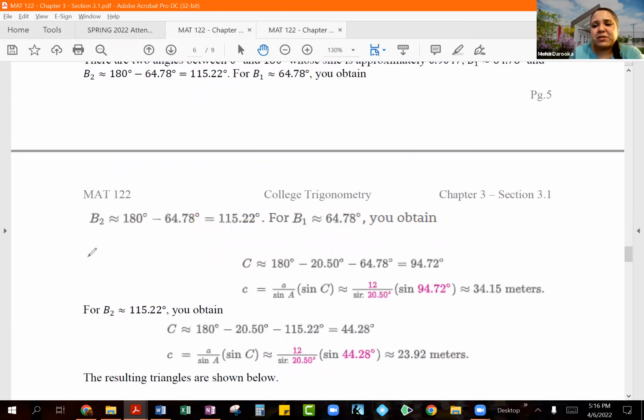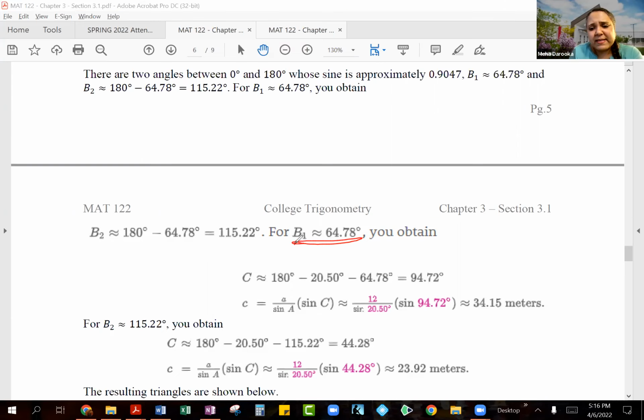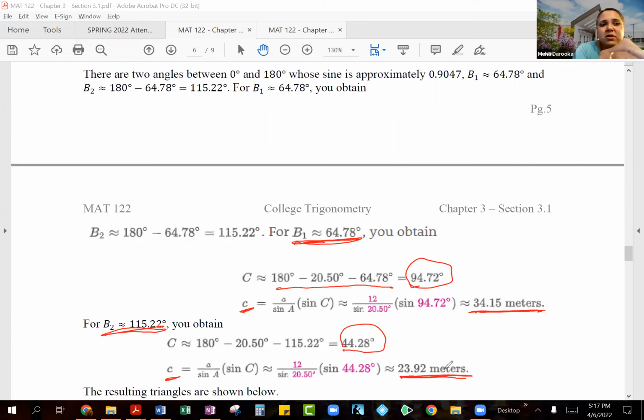So based on the first measurement of angle B, which is 64.78, you can of course see when I use B1 as 64.78, putting that into our measurement for angle C, you will end up with angle C being 94.72. Once you get that, we can go ahead and find side C, which comes out to be 34.15 meters. However, if we go with the second measurement for angle B, that means our angle C is going to come out to be a slightly different angle. And then based on that, your side C will come out a little bit different also. So you can see that's where we are ending up with the first triangle over here and the second triangle over here.